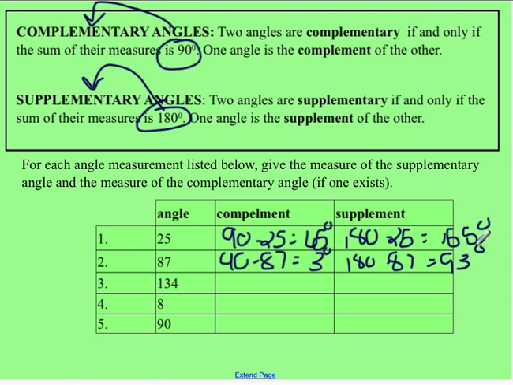Taking a look at number 3, I have an angle that's 134 degrees. If the angle I'm given is obtuse, meaning it's greater than 90 degrees, then the complement doesn't exist, so I'm not going to have a complement. To get the supplement, I'm going to take 180 and subtract 134 degrees, and for that I get 46 degrees. What I would like you to do is fill out 4 and 5 on this chart on your own. If you're stuck, please come let me know and I'd be more than happy to help.